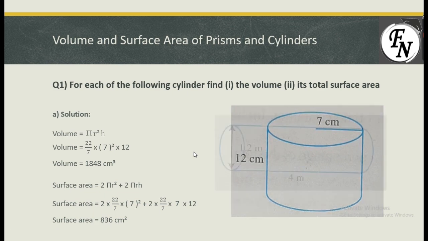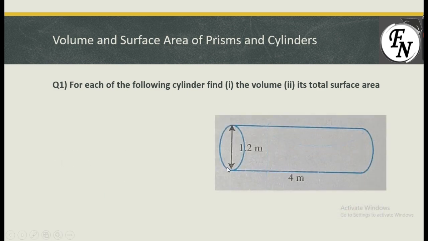Now looking at another example, here we have been given the diameter, and we know that the formula for calculating volume and surface area is always through radius. So first of all, we need to calculate the radius, that is half of this length. When I talk about the diameter, this is 1.2. When we divide it by 2, we will obtain the radius. That would be 0.6 meters.